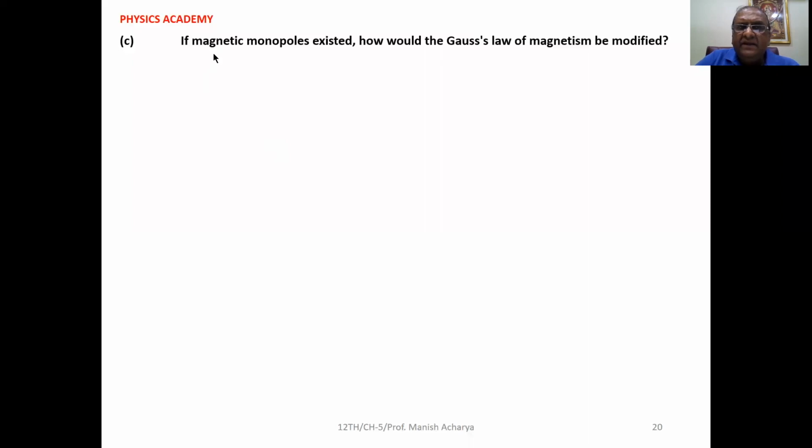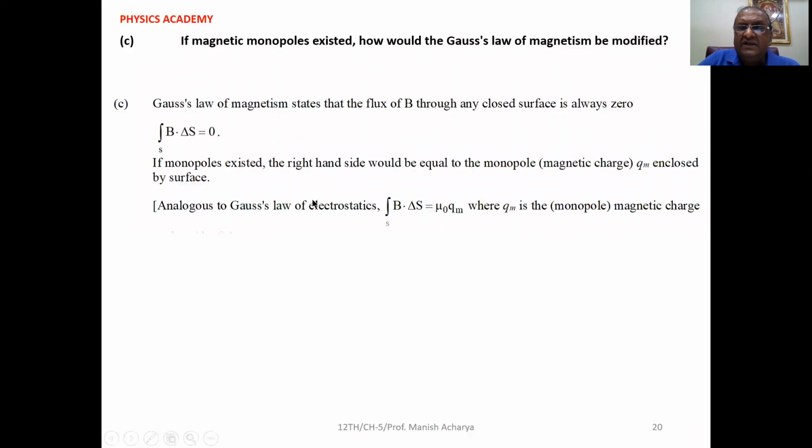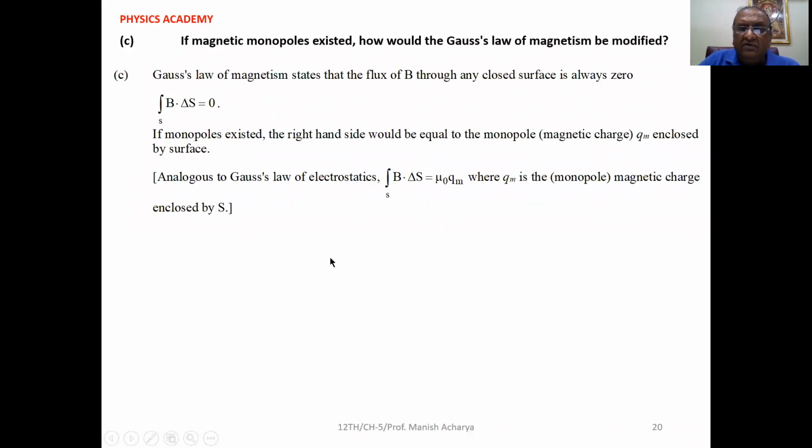Question C. If magnetic monopoles existed, how could Gauss's law of magnetism be modified? If a monopole exists in nature, then on the right hand side of Gauss's law we have to write μ0 into Qm. So the integral of B dot dS over the closed surface is equal to μ0 Qm. In this way we have to modify it, and we already discussed this in the theory also.